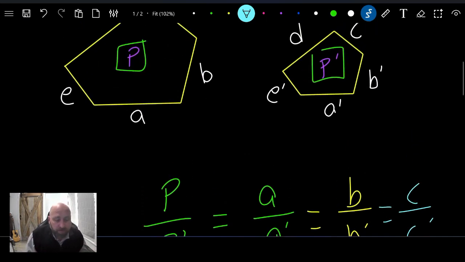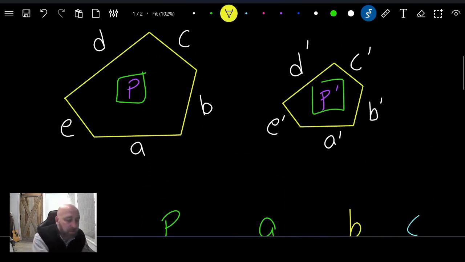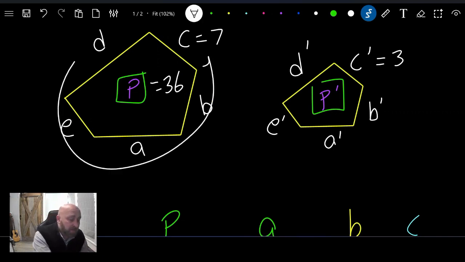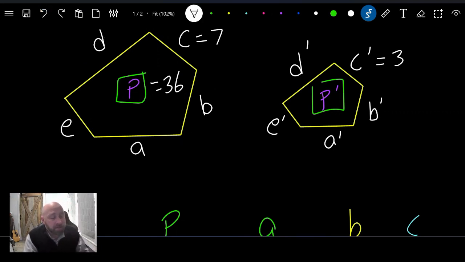So how would you solve this? There are lots of different ways to solve these, but let's say that side C equals 7 and side C prime equals 3. Our perimeter in here is going to equal, I don't know, let's call it 36. I'm not going to name every side, but we'll just say that the perimeter adds up to these sides, in other words, would add up to 36.